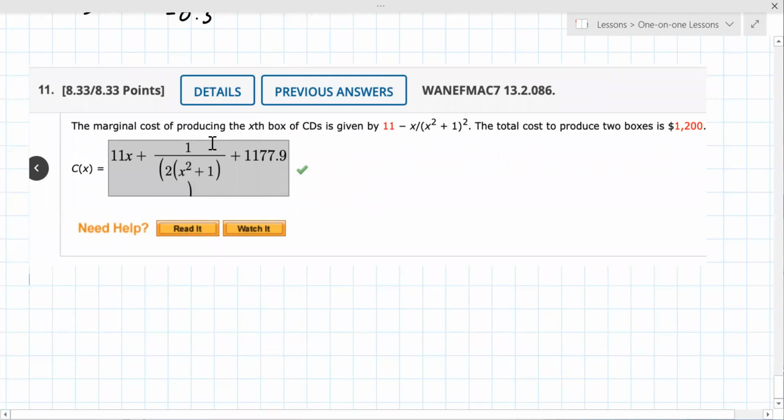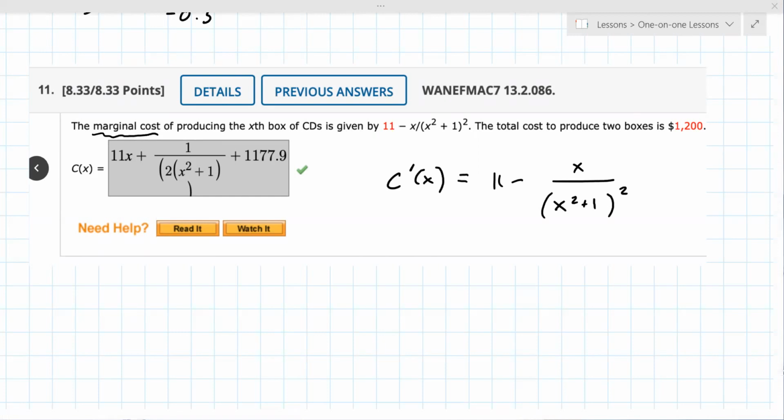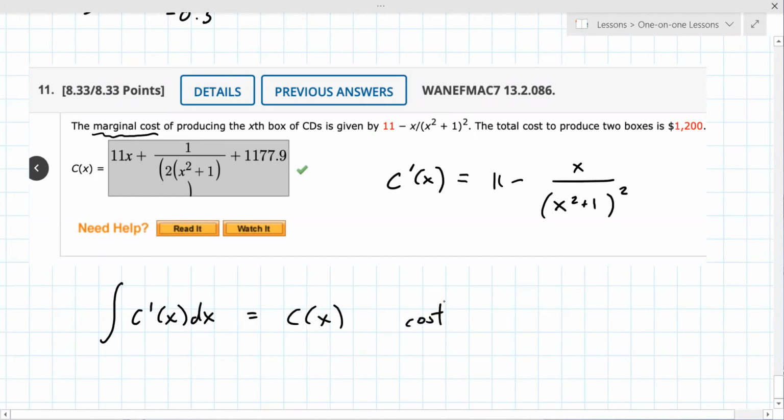All right, the marginal cost of producing x boxes of CDs is given by this function. The total cost to produce 2 boxes is 1,200. By now you should know that marginal cost means the derivative. That's what they're giving you. It's 11 minus x over (x squared plus 1) squared. That's your marginal cost. And hopefully in class, the instructor indicated that if you integrate marginal cost, you get cost. So in short, we need to integrate this function.